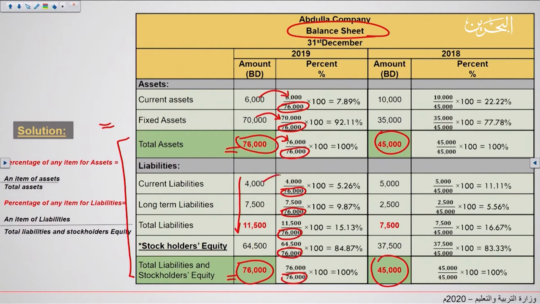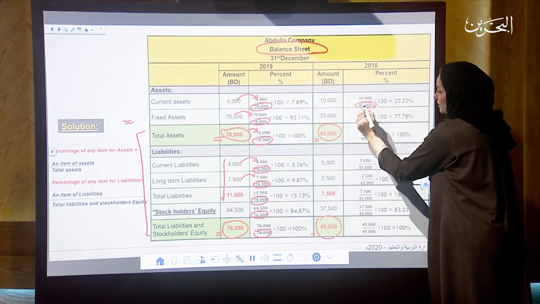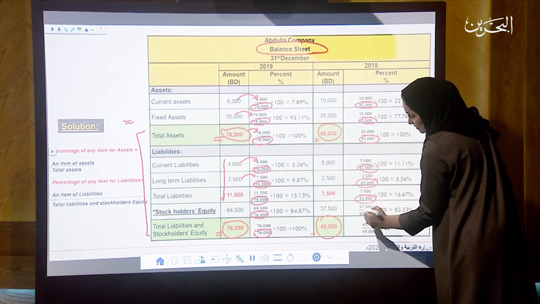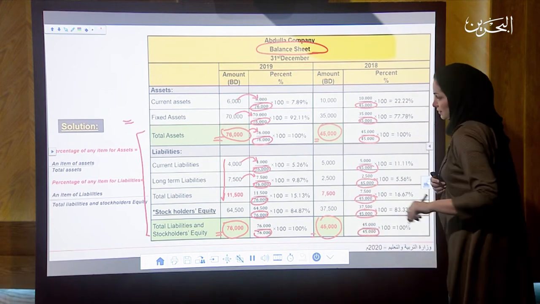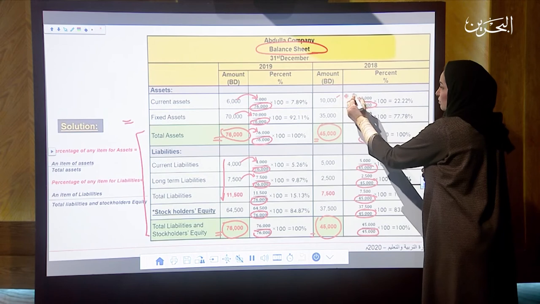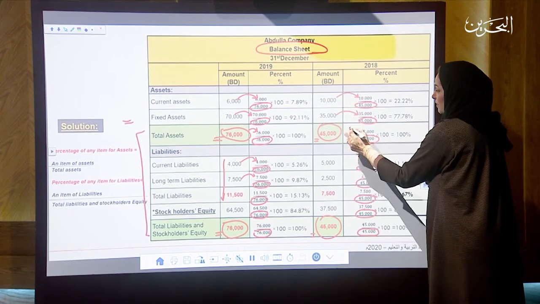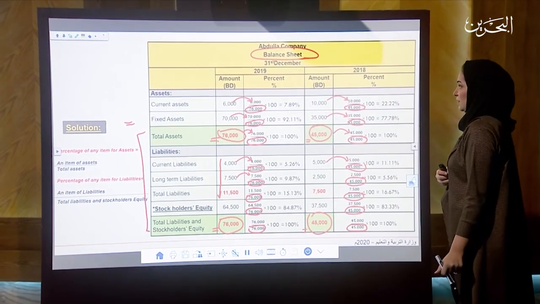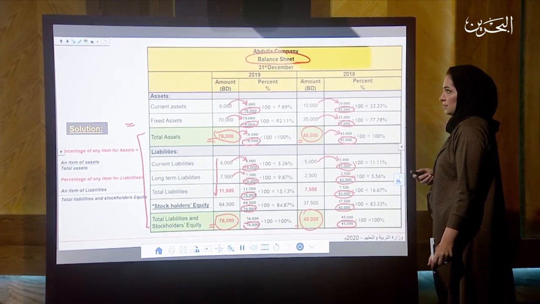Okay, we just copy the figure. For 2018, it's the same. We know that 45,000 already equals the total liabilities and stockholders' equity. So the base will be the same for all the amounts, because total assets equal total liabilities and owner's equity. We just copy the number. It's so easy. The same for the whole amount. Okay, so this is the balance sheet.